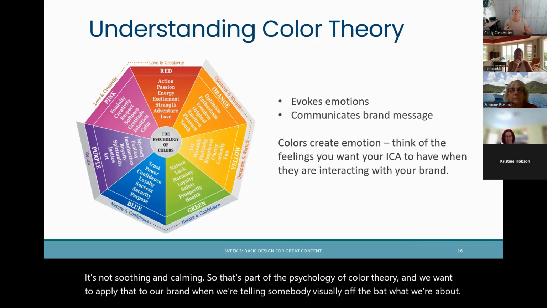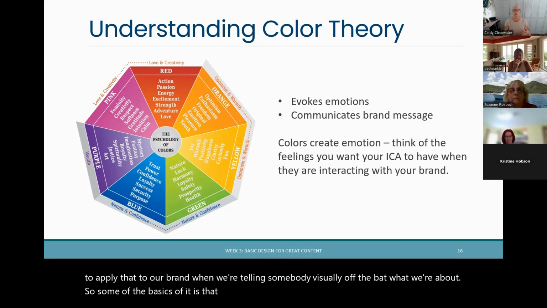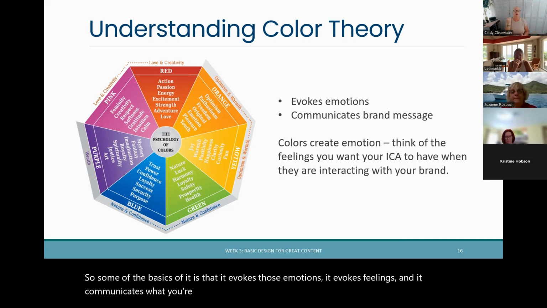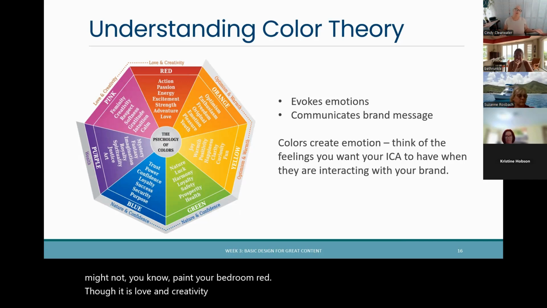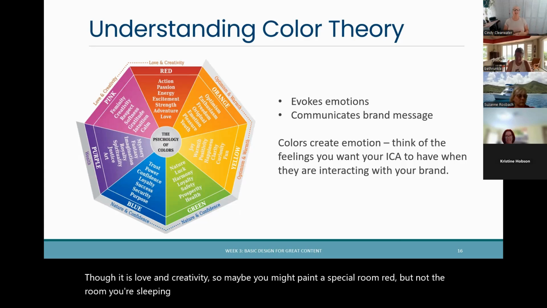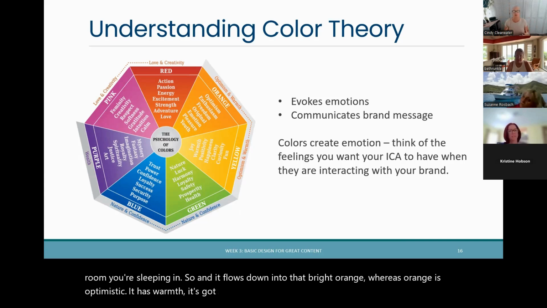So some of the basics of it is that it evokes those emotions, it evokes feelings, and it communicates what you're about. Red tends to be action, passionate, energy. The reason you might not paint your bedroom red, though, is that it is love and creativity. So maybe you might paint a special room red, but not the room you're sleeping in. And it flows down into that bright orange. Whereas orange is optimistic. It has warmth. It's got passion and freedom. And it's a little bit different from that red.